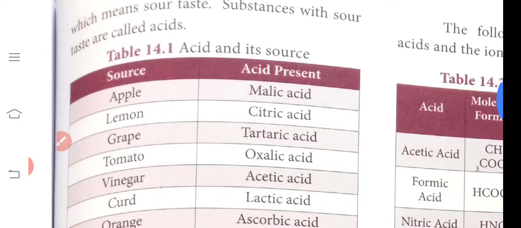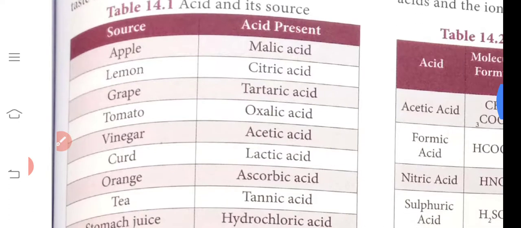Listen, acids and their sources. First one, apple contains malic acid. Lemon, citric acid. Grape, tartaric acid. Tomato, oxalic acid. Vinegar, acetic acid. Curd, lactic acid. Orange, ascorbic acid.